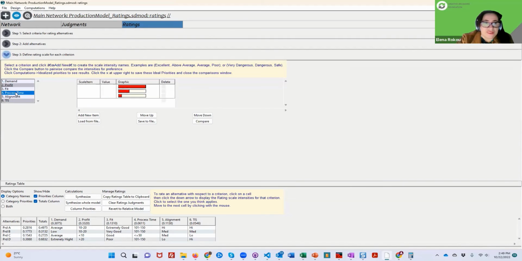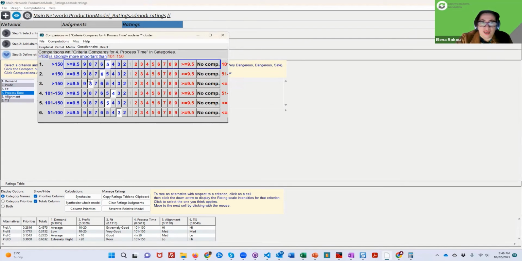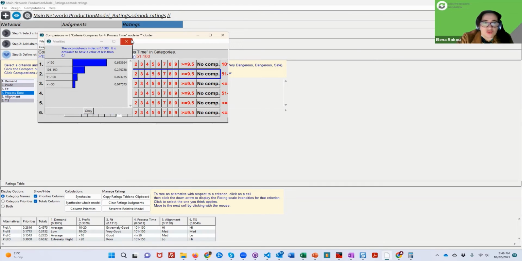And for each of them, I created my own scales. The truth is that I started from high, medium, low, and I developed it every time that I needed more items. And I went to compare in order to set up the priorities. So I set up, for example, how much better it is when you have processing time of 150 or less. And based on this information, I set up my priorities. The moment that I saw what I liked, I stopped setting it up.